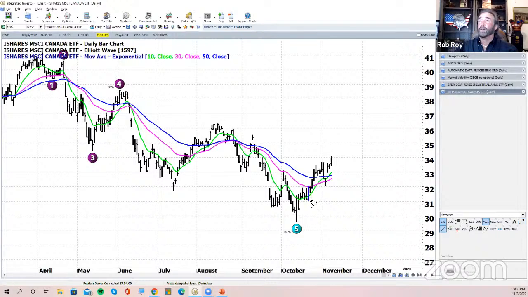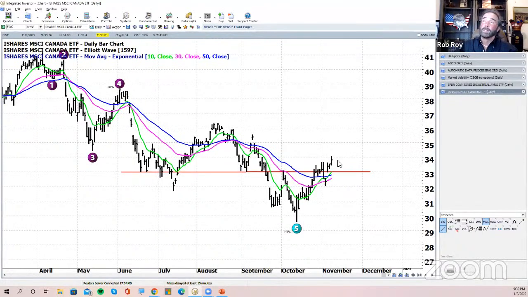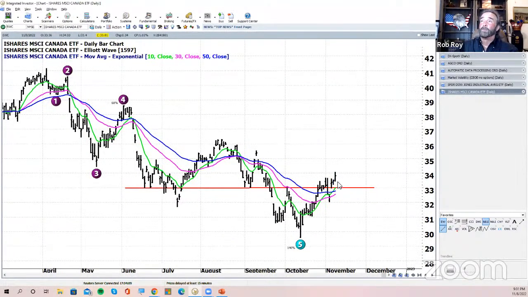You can see here that the key for the EWC, if you've been following along with these recordings, is 33. So it looks awfully similar. We're above 33. We've held above 33. And the next potential area of significant resistance is all the way up at 36.